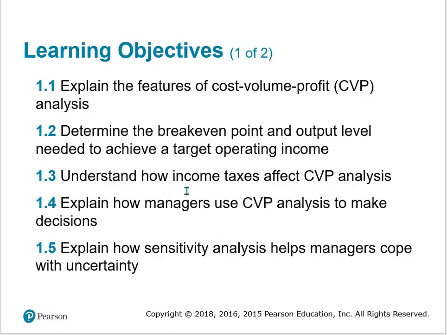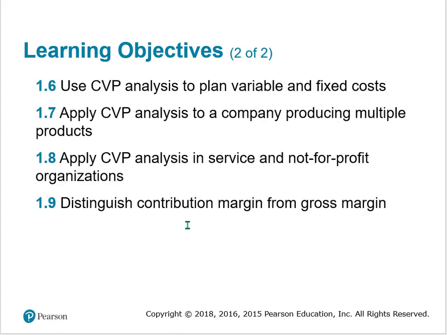Now we've covered the objectives, some of the features of CVP, and we looked at break even and the output level needed to achieve a target operating income before. Now we're going to look at how cost volume profit affects tax, how managers use it to make decisions, a little bit about sensitivity analysis, and then how to plan variable and fixed costs. These are just briefly introduced in the textual part, but we really have to look at problems for this to make sense, okay?